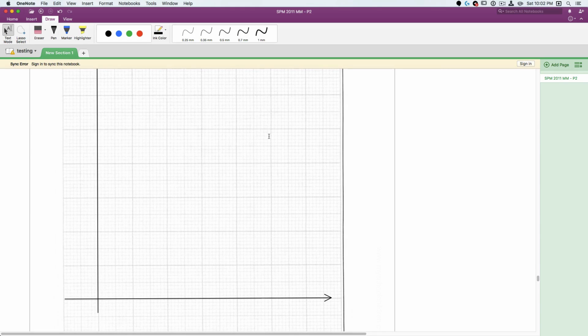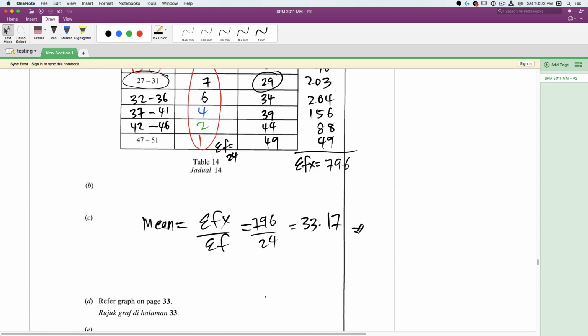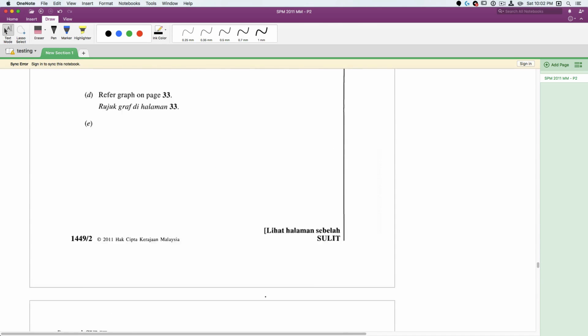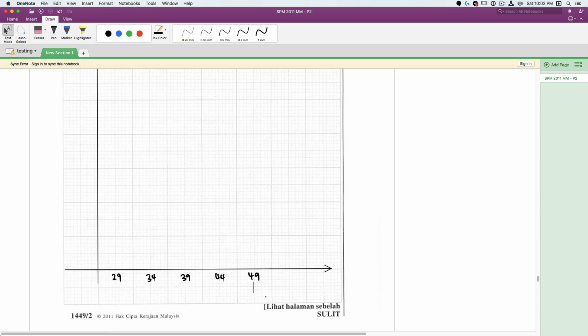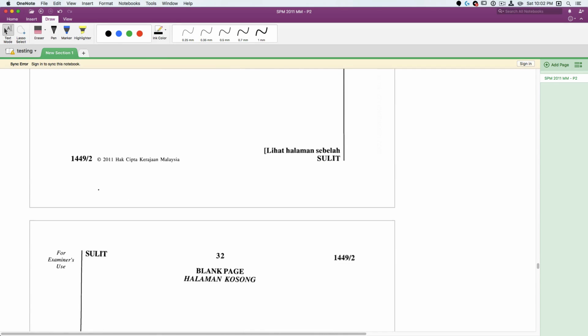I will assume the first one is 29, and then plus 5, this is 34, plus 5, this is 39, this is 44, and then this is 49. I think we reach until 49. Yes, 49. And then 1, 2, 3, 4, 5, 6, 7. And then I have 1, 2, 3, 4, 5, 6, 7. Okay, then you just draw according to the data.